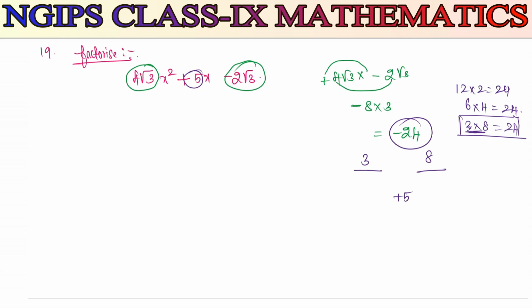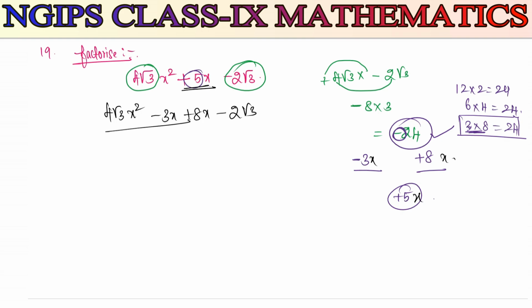We have the sign here, it is plus, right? So here it will come plus, but we need minus here because we have a minus. So plus into minus, it will be minus. 8 3s are 24, you will get minus 3 plus 8, you will get plus 5. So let it be the first term and the last term, 4 root 3 x square. This middle term you have to split. Instead of 5x you have to replace it as minus 3x plus 8x minus 2 root 3.